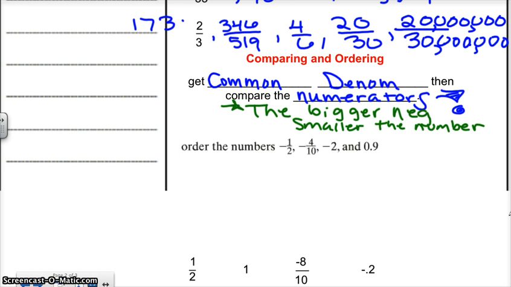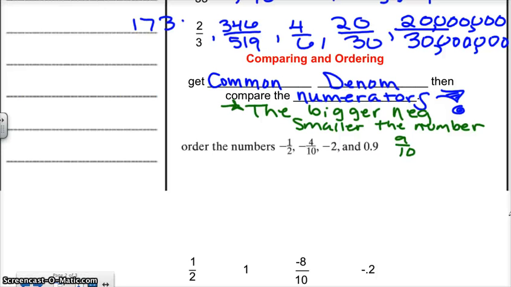Okay, so I'm going to order negative half, negative 4/10, negative 2, and 0.9. What is 0.9 as a fraction? 9/10. So I'm going to rewrite that as 9/10. I don't want to X that out because you always have to go back to the original. You have to put it back the way you found it. It's just like if you go to someone's house, it's a respectful thing to put everything back the way it was before. Same way with math.